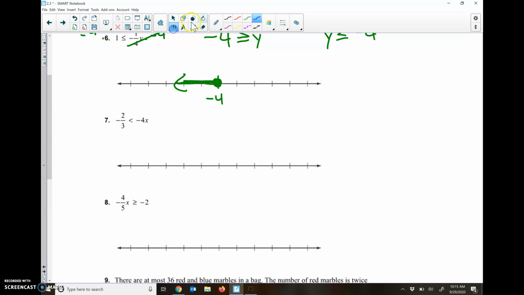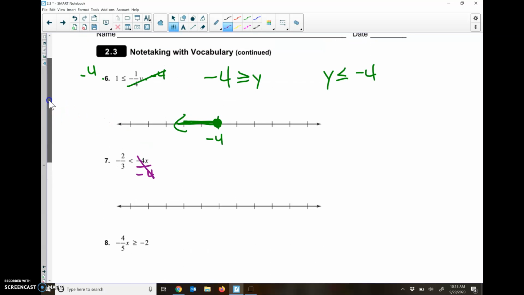And then let's look at number 7. I just realized that one was different. So negative 2/3 is less than negative 4x. So I'm going to divide both sides by negative 4. And kind of the same thing. Remember, dividing is the same as multiplying by the reciprocal, like we did here. So instead of dividing both sides by negative 4, I'm going to end up multiplying by negative 1/4.